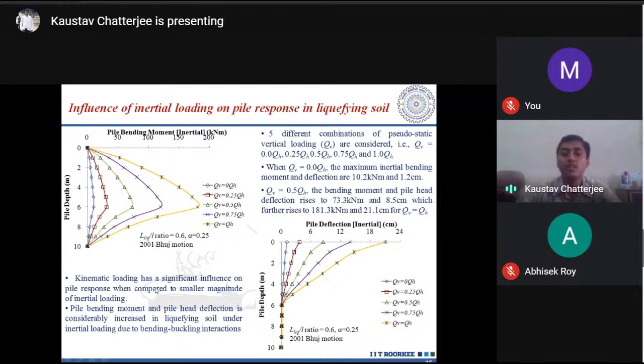From this we can conclude that the kinematic loading has a significant influence on pile response when compared to a smaller magnitude of inertial loading. However, pile bending moment and pile deflection are considerably increased in liquefying soil under inertial loading. This is because of the bending-buckling interaction. So the presence of vertical load is very important in any analysis of a pile in a liquefiable soil mass.